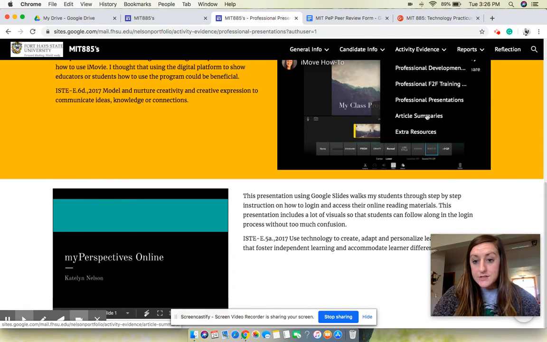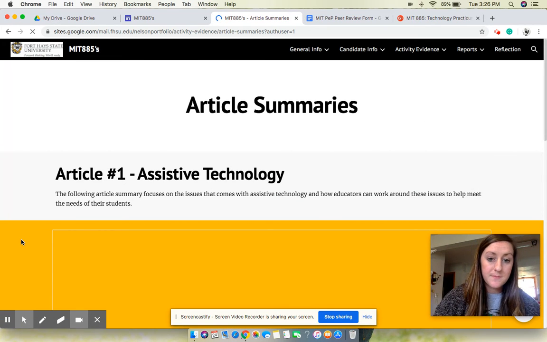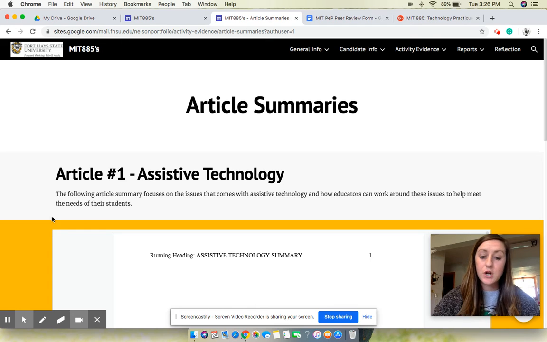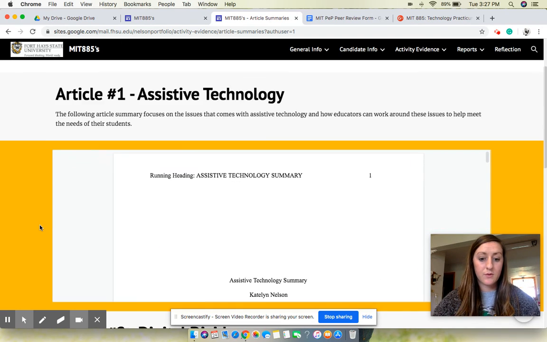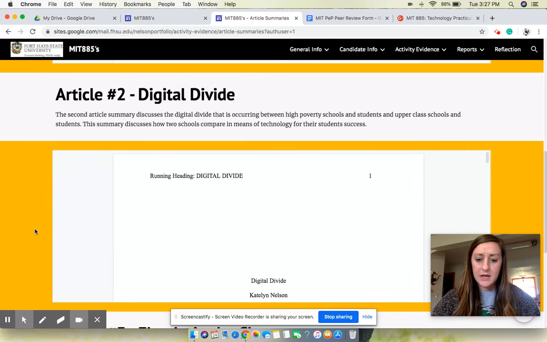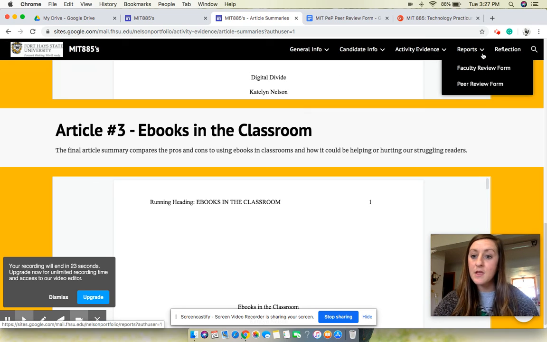Underneath that, I have article summaries. With the professional development plan, I picked 3 technology issues, read a peer-reviewed journal on that, and then wrote a summary about that. My first article was on assistive technology and the issues that we have with that. The second one was on the digital divide, meaning students in poverty and students not in poverty, and how do we close that digital divide between the two. And lastly, we have ebooks in the classroom, and how can we utilize those to help those students in need.